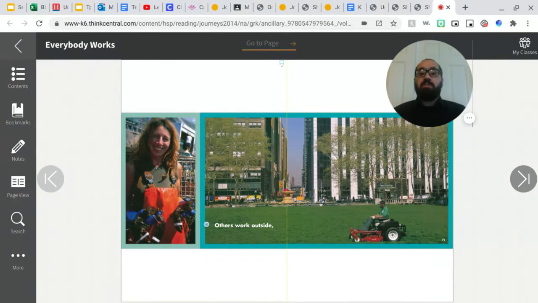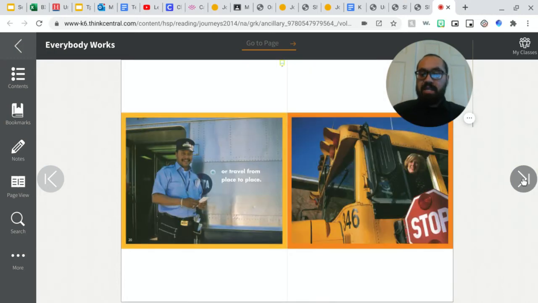If you said you learned that some people work outside, you are correct. Great job. So yes, analyzing the data, the text in here, it tells us that other people work outside. And that's exactly how the pictures match the words. Okay, and then it says, or they travel from place to place.